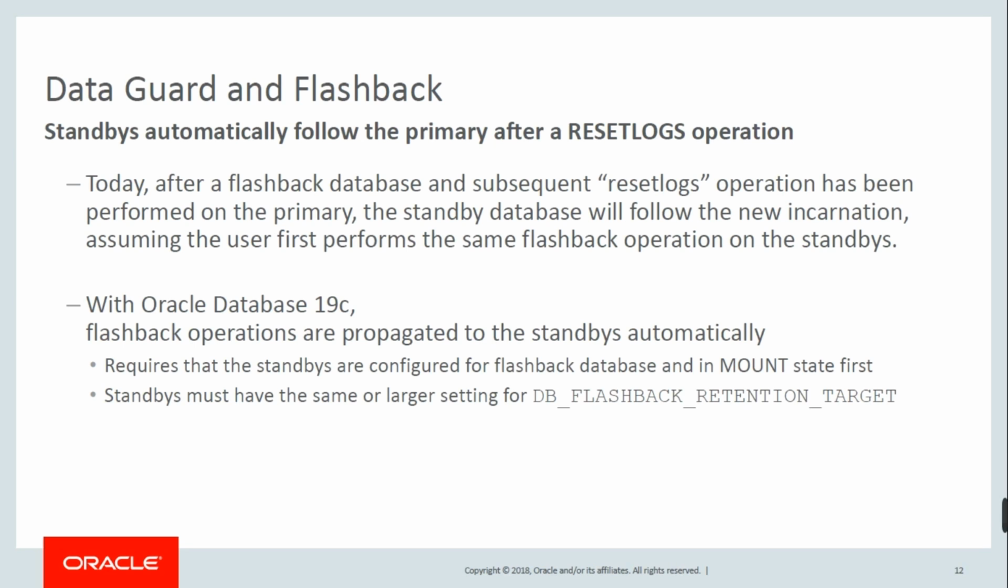This I have already shown in my earlier video, with a demonstration. If you want, you can refer to my videos, where I clearly showed that a flashback of the database on the primary side is automatically propagated to the standby side. It requires that standbys are first configured as flashback databases in mount state. The standby must have the same or larger setting of DB_FLASHBACK_RETENTION_TARGET.